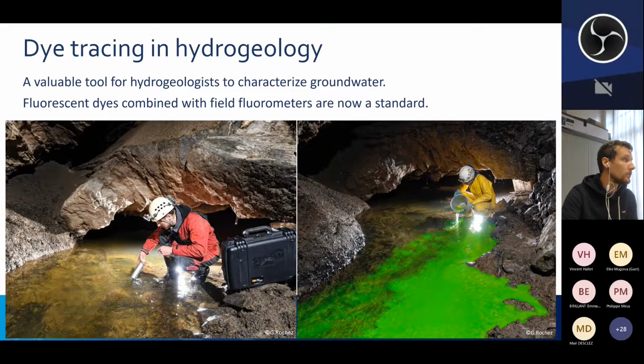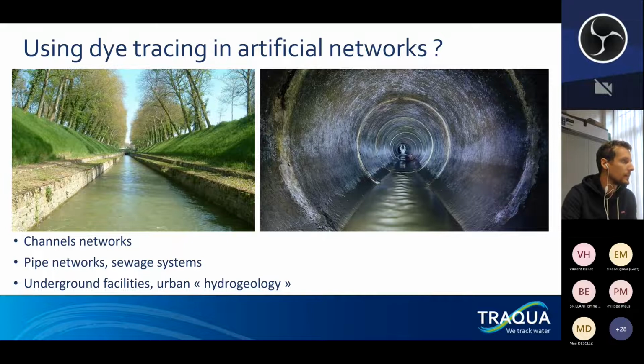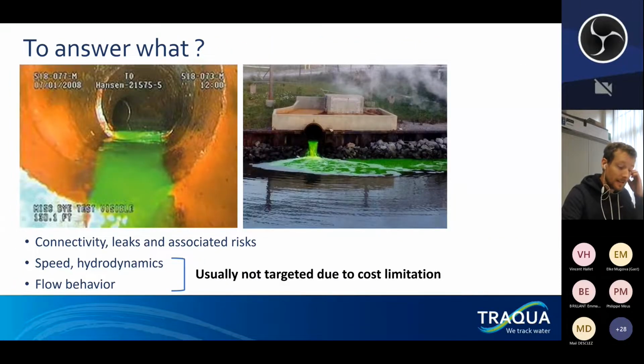But what about using dye tracing in artificial networks? I mean channel networks, pipe networks, sewage systems, and even underground facilities like urban hydrogeology, which is a special kind of hydrogeology. Actually, in those contexts, dye tracing is quite common for the detection of hydrological connectivity, the detection of leaks, of misconnection between different parts of the network.